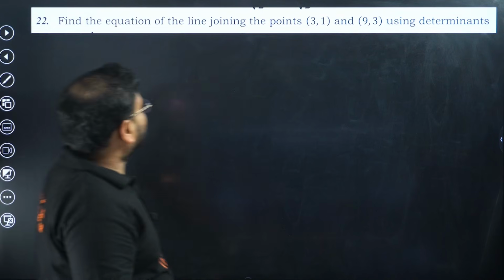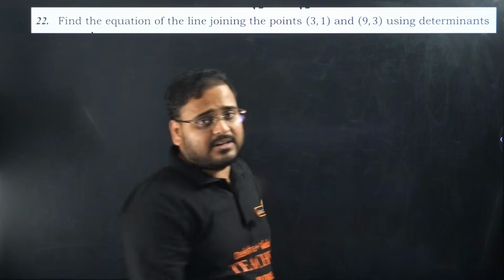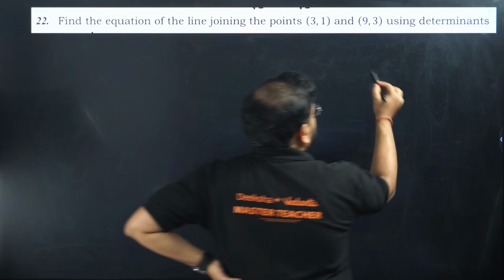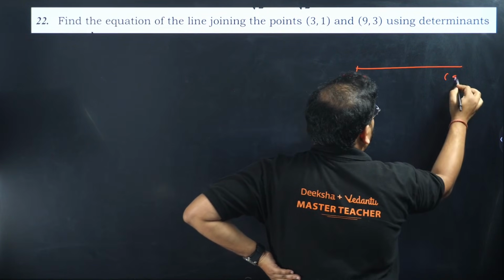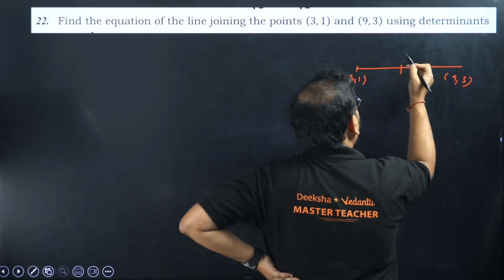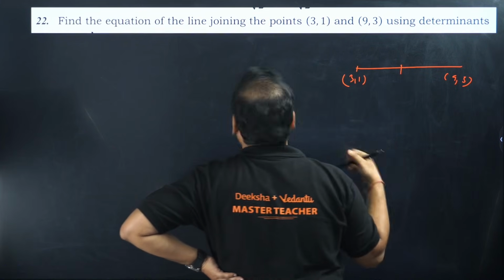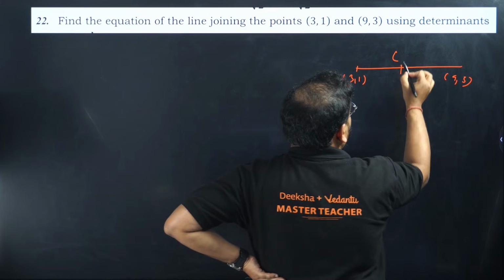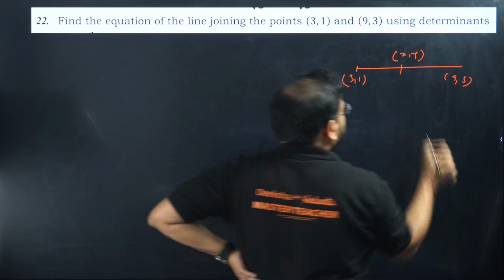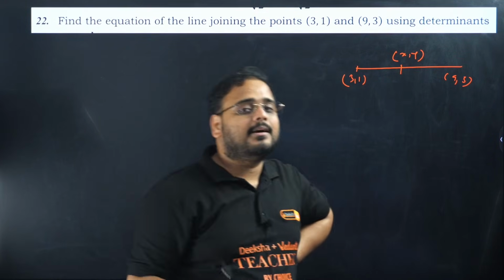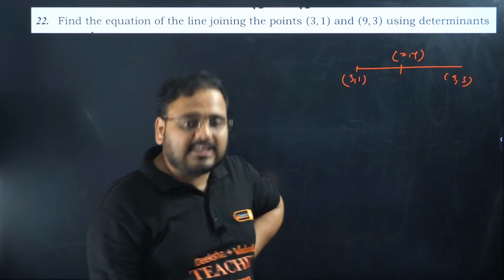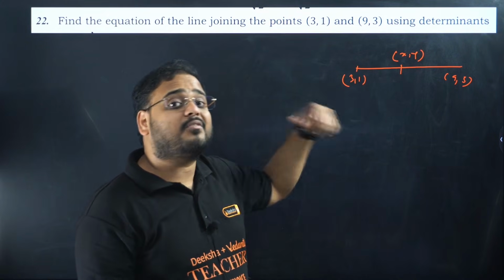Next, find the equation of the line joining the points using determinants. Very simple question. So let's say that there's a line like this, (3, 1) and (9, 3) are the points on it. We have to take the equation of this line using determinants. So I'm going to assume another point on this, (x, y), and we know that since all the 3 points lie on the same line, the area of the triangle will come out to be 0. So I'm going to use that concept of area of triangle from determinant.